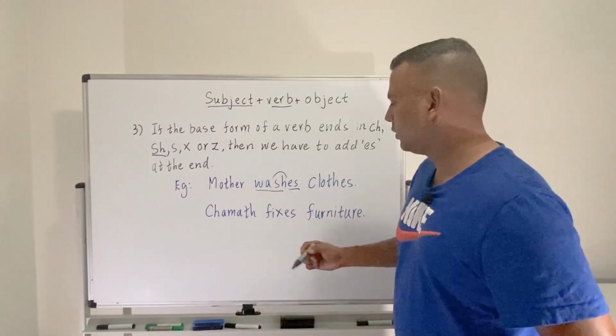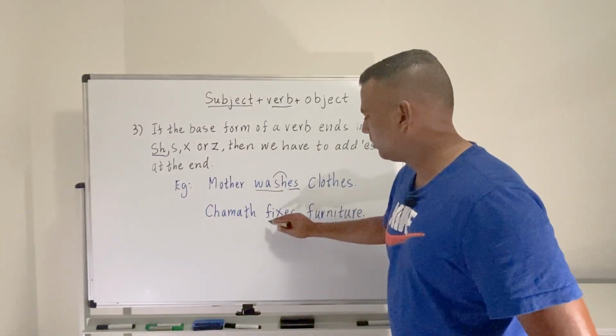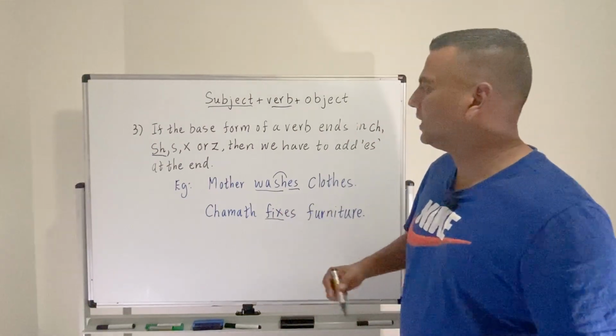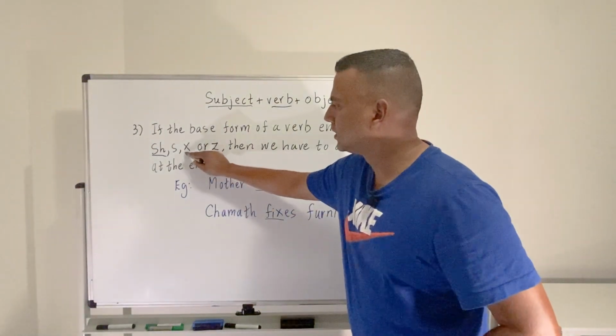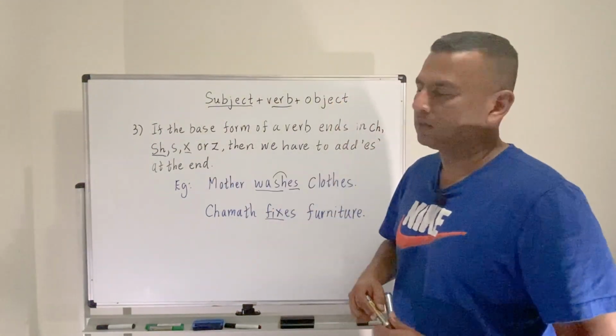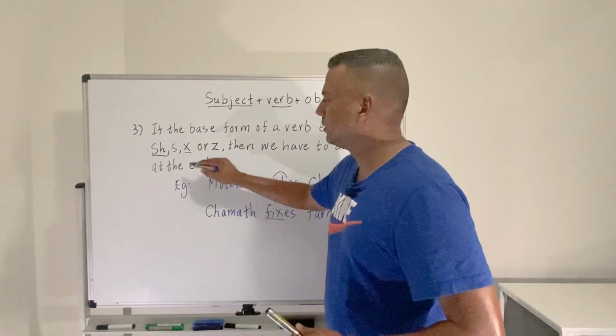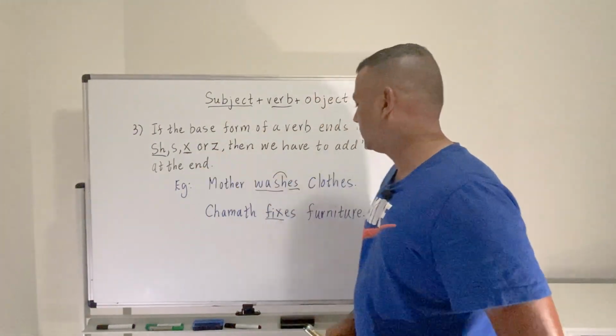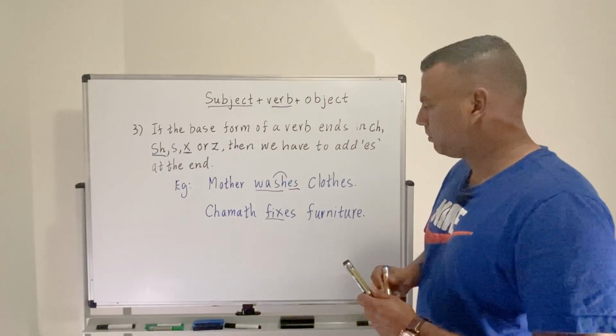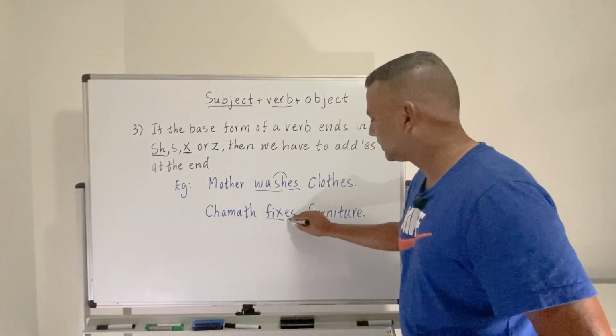Now here also, if you look at the base form of the verb fix, it ends in x. So this modification, how we have done is, we have done just by adding es.